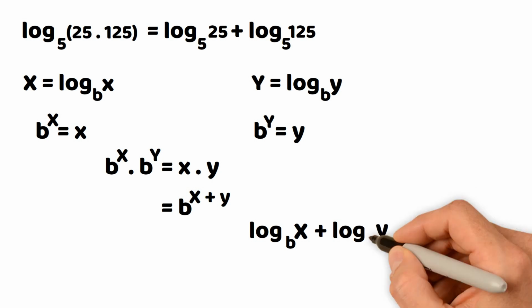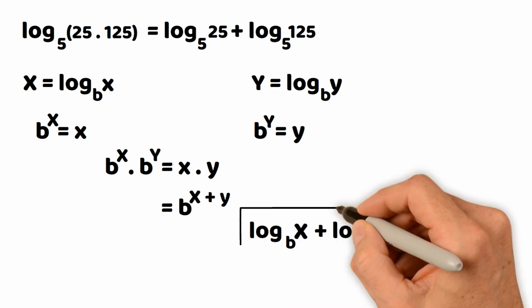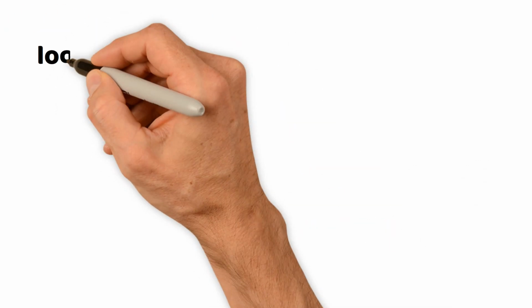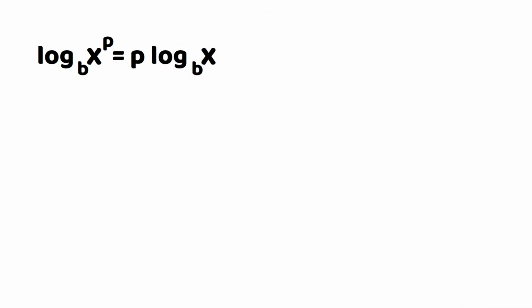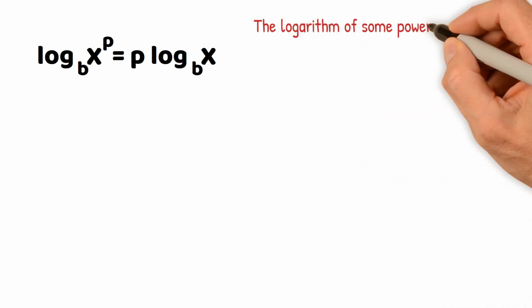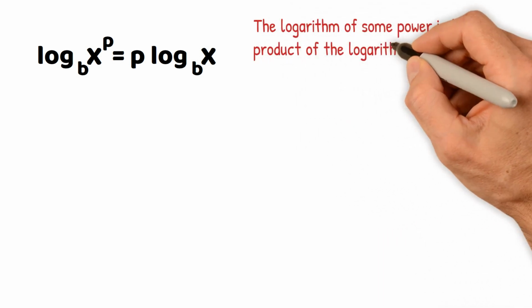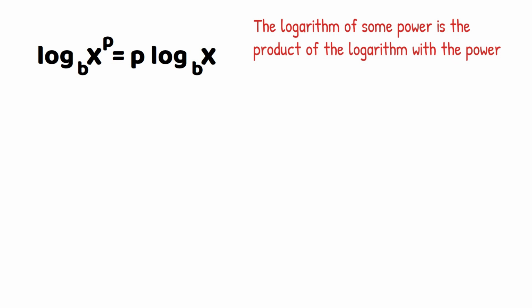Put back into logarithm terms, that's the same as the log of x with a base b plus the log of y with a base b. Another important rule with logarithms is that the log of x to the p power with an overall base of b is the same thing as p times the log of x with a base of b. In other words, the logarithm of some power is the same thing as the product of the power with the logarithm. Basically, you can just take the power and multiply it by the entire logarithm expression.